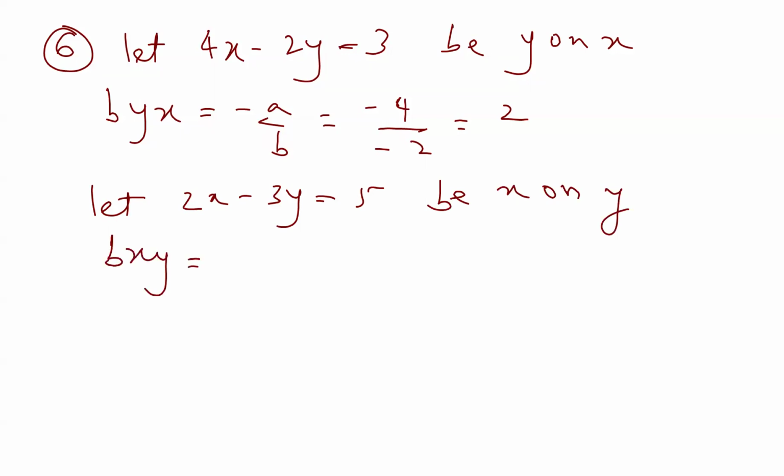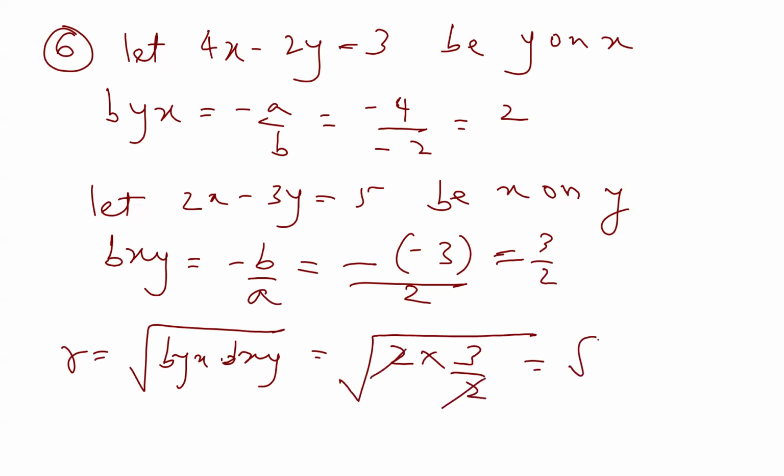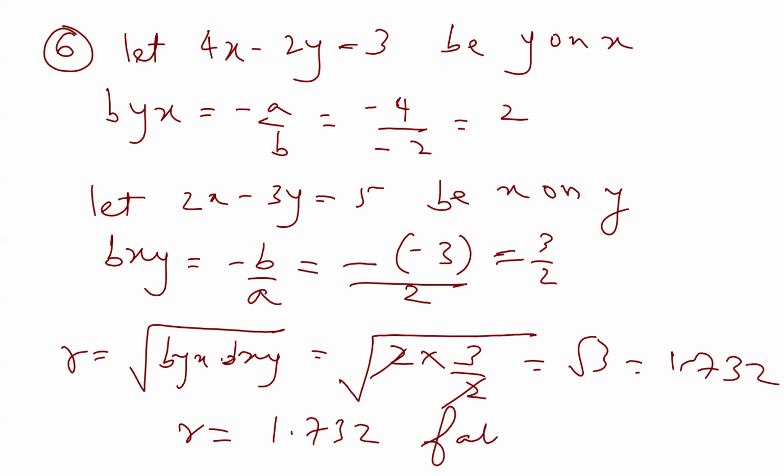So bxy is equal to minus b by a. So minus of minus 3 by 2. B is minus 3, coefficient of y, and a is 2. So this is equal to 3 by 2. R is equal to root of byx into bxy. We all know this. 2 into 3 by 2. So root 3, 1.732. So R is equal to 1.732. So this is false. The assumption is false because R is not lying between minus 1 and 1. So we have to reverse the entire process.